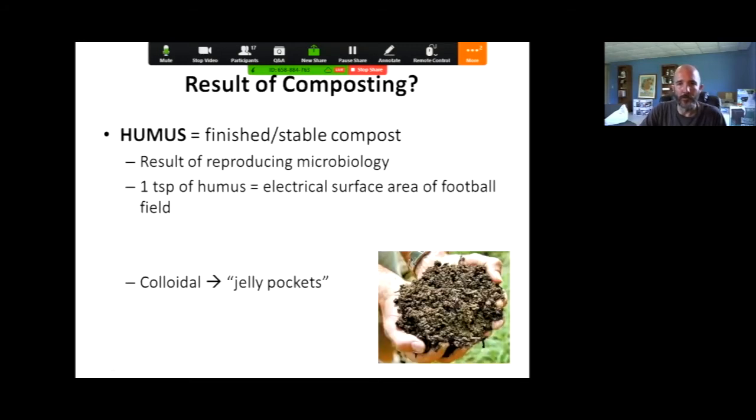So the result of composting is humus. You can see the surface area of humus is extraordinary. A teaspoon has the electrical surface area of a football field. It's kind of hard to imagine.